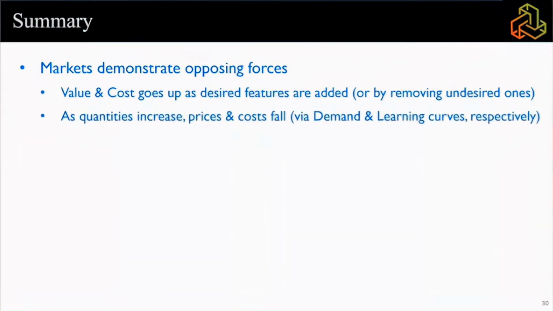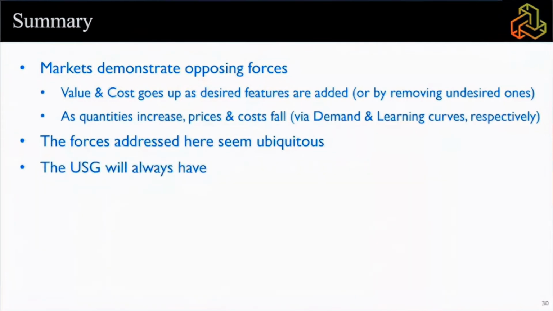As quantities increase, prices will fall and costs will fall too. So prices are falling because the market's getting saturated. Costs fall because people get smarter, and we need to figure out how those two slopes relate to one another. Forces here seem to be ubiquitous. We've applied them to many markets, as you've seen, and we've shown that it works for everything from ground beef, as you saw, to train travel, to spaceships.